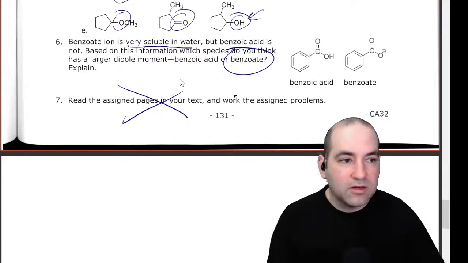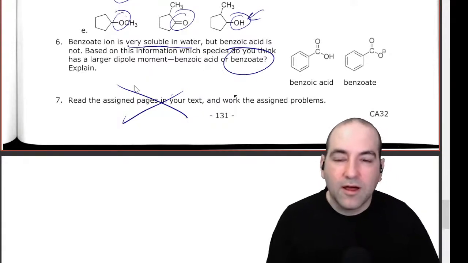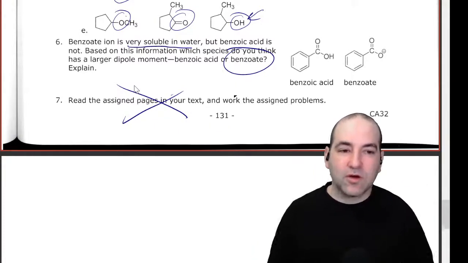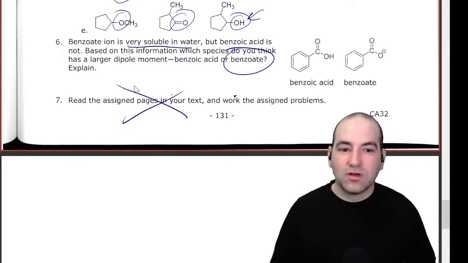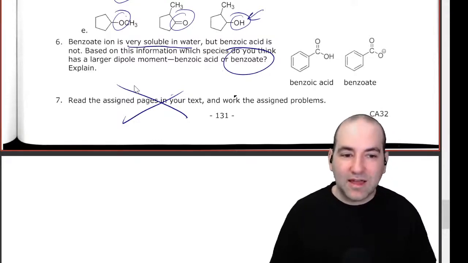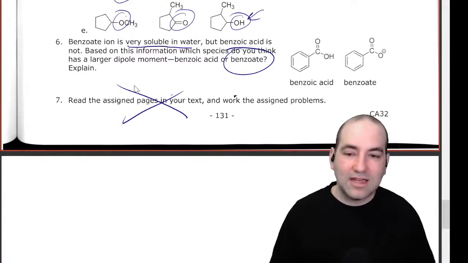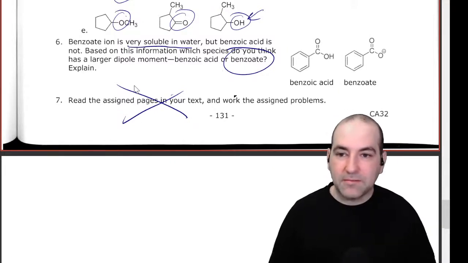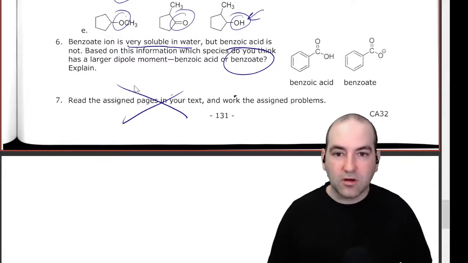And notice how the question is worded. Which species do you think has a larger dipole moment? Chemistry is sometimes weird, and there's lots of different things going on. So we may not be right there. That may not actually be the true physical answer, but based on the data we're given, that benzoate ion is soluble and benzoic acid is not, that's the best answer. We think that benzoate should have a much higher dipole moment because it is soluble in water. Those generally go together.